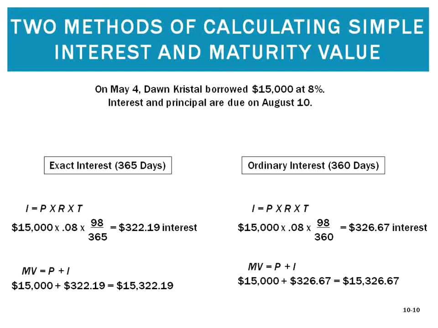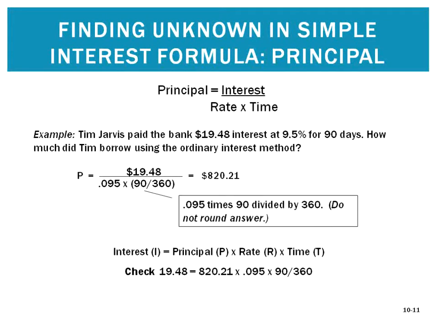So principal times rate times time, it's 15,000 times 0.08 times 98 over 365 for exact interest, and times 98 over 360 for ordinary interest. And look at the slight differences. There's about a $4 difference. If you're doing it exact, it's 15,322 as a maturity value, and if you're doing ordinary interest, it's 15,326.67. So that's about $4.50 more, roundabout. I hope those were clear enough.